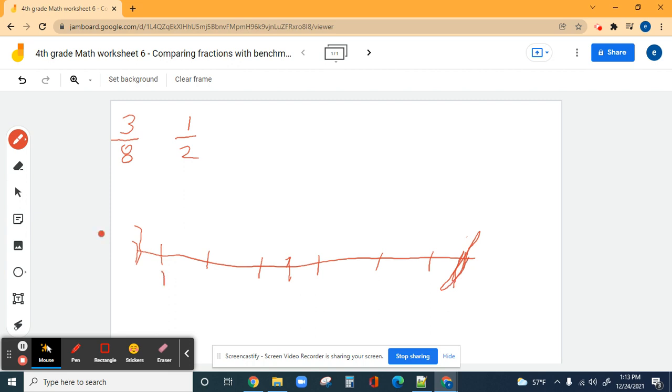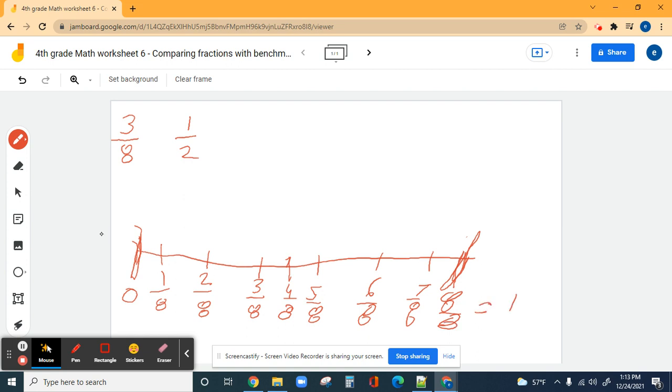This is called 1 by 8. And always remember, this big line right here is always 0. So 0, 1 by 8, 2 by 8, 3 by 8, 4 by 8, 5 by 8, 6 by 8, 7 by 8, and here comes 8 by 8. And always remember, 8 by 8 is always equal to 1.